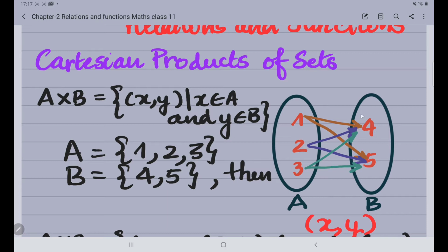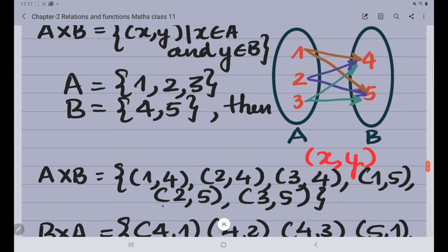When there are two non-empty sets A and B, as shown here, the set of all ordered pairs is called the Cartesian product of sets. How can you make the set of all ordered pairs (x, y) where x belongs to A and y belongs to B? x can take values 1, 2 and 3, and y belongs to B and can take values 4 and 5. So what is the set of all possible ordered pairs? (1, 4), (1, 5), again (2, 4), (2, 5), (3, 4), (3, 5). That is what A cross B is.